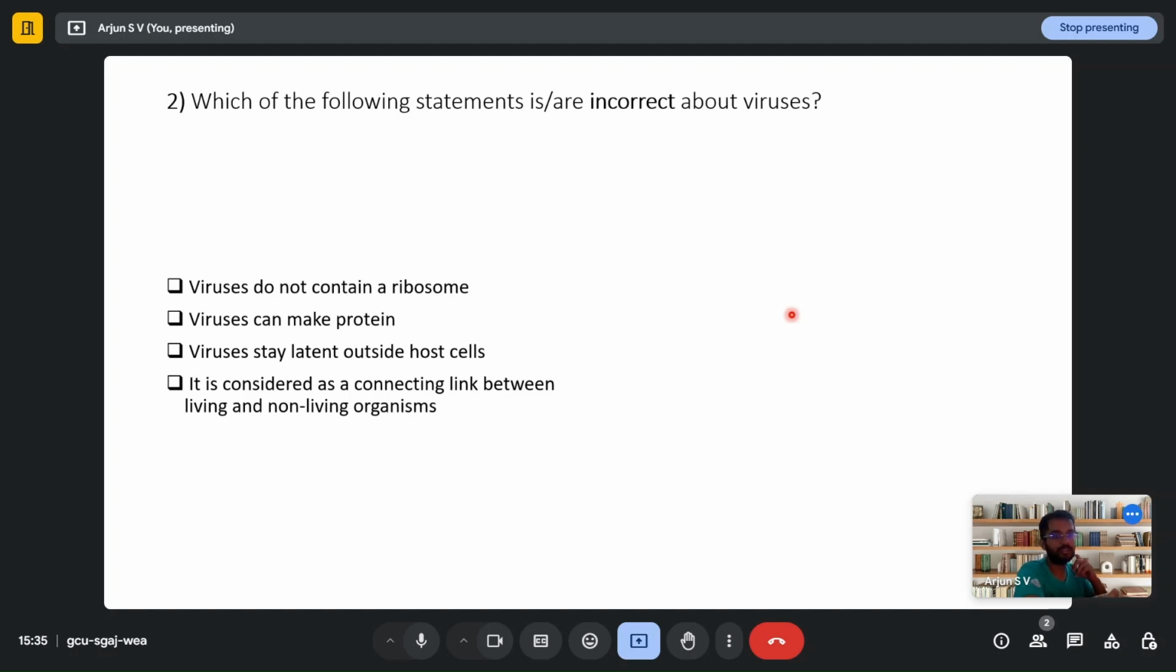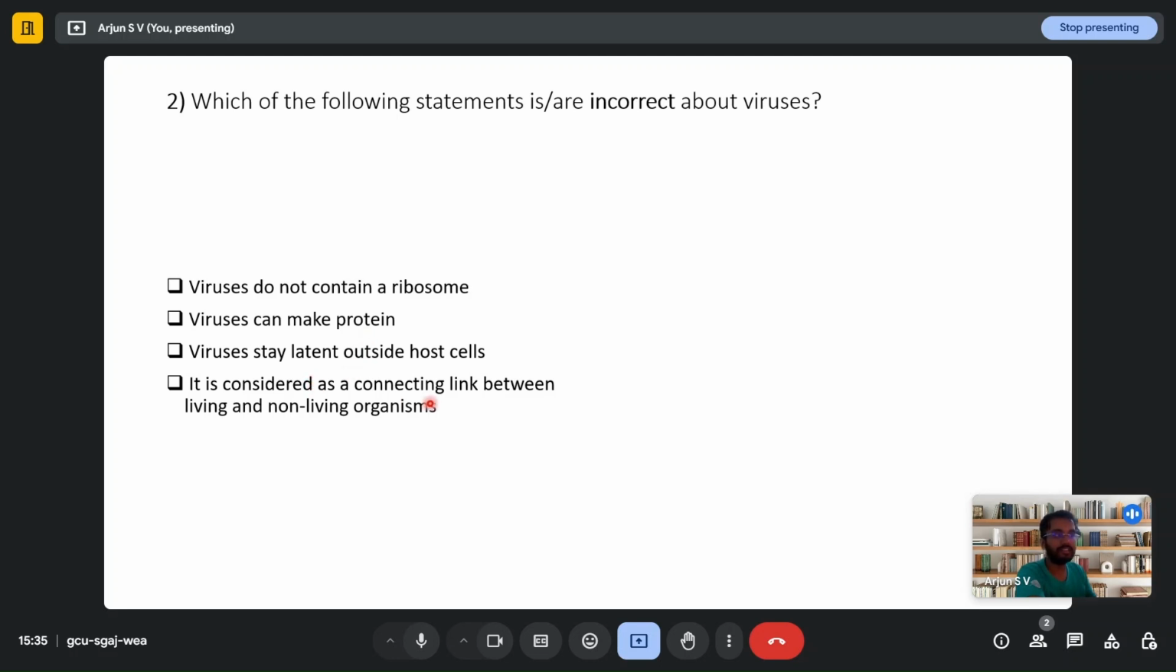So the question is, there are four options given about viruses, and you have to find the incorrect statement. If you go by option one, viruses do not contain ribosome. They do contain a ribosome. Viruses can make protein. This is not always true because viruses can make protein only within a host cell. Viruses stay latent outside host cells, which is correct.